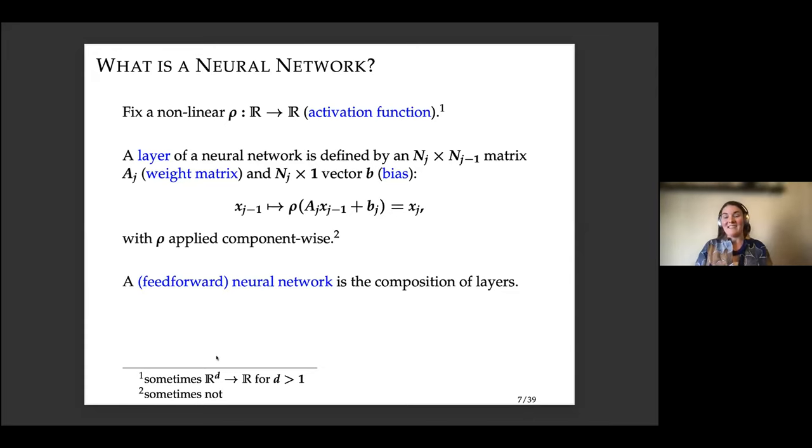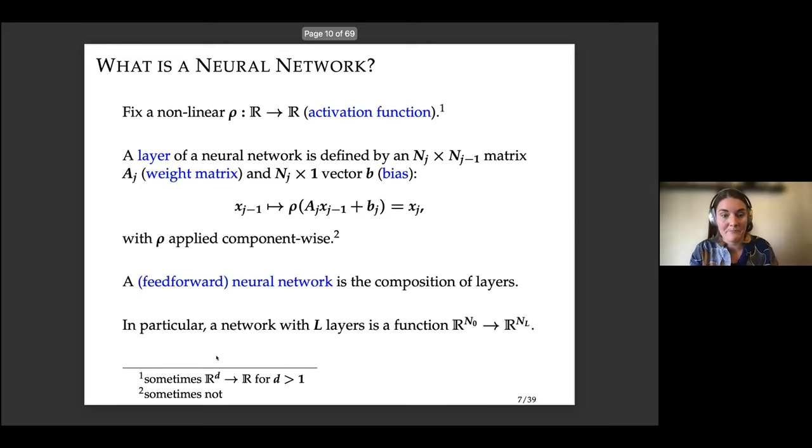So the secret sauce is really this injection of nonlinearity, but these linear algebraic objects that are inserted in every single layer, these are the things that are being trained when we're training a neural network. So we can use a lot of tricks and tools from linear algebra to try to understand these objects better. In particular, if we take the number of inputs at the very beginning of the neural network to be n_0, and the number of outputs at the very end to be n_L, then we can consider any network with L layers to be a function between these two Euclidean spaces.